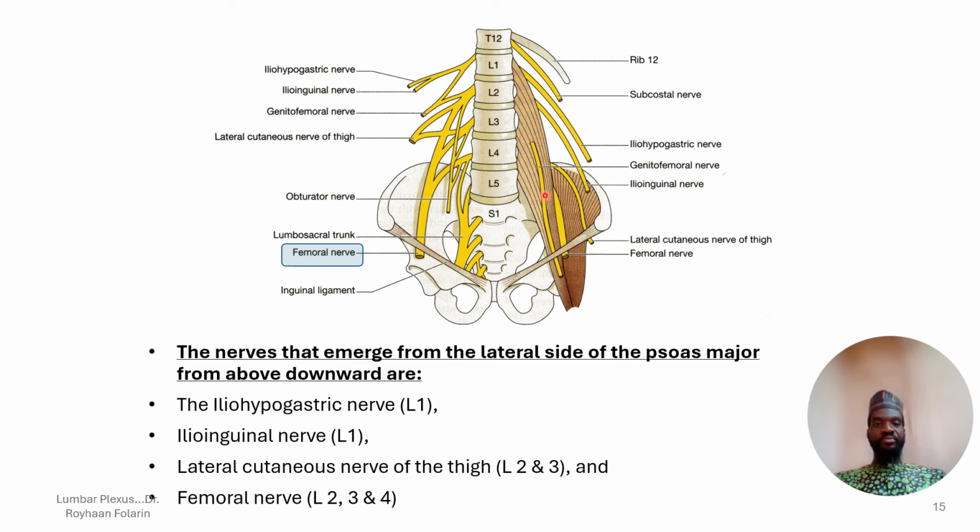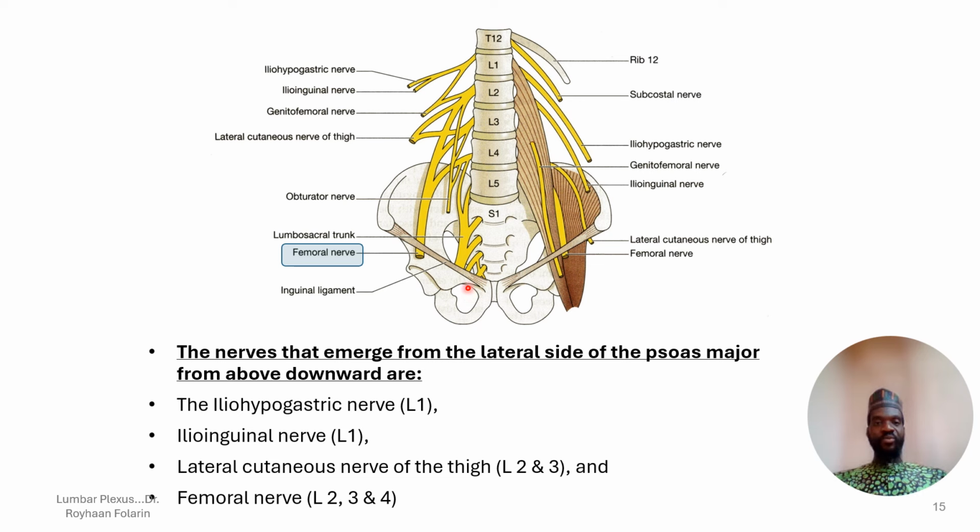From the medial side, however, it's majorly the obturator nerve, right? Arising from L2 to L4. So this emerges from the medial side of the psoas major muscle and travels into the pelvis to reach the obturator canal, and then innervates other structures like we covered during the pelvic region.